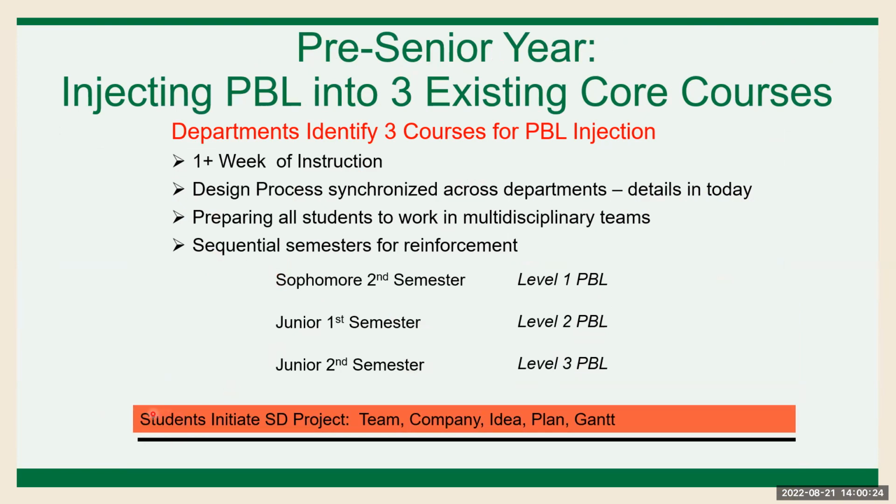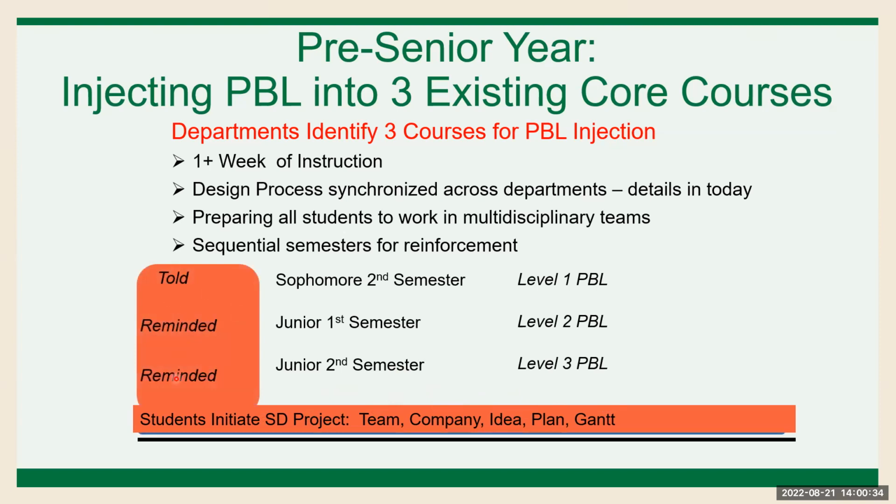And what's the goal? The goal is that we need to have the students initiating a senior design project where they come up with their own team, company, idea, plan, and Gantt chart. And we need to tell them this throughout the entire process. And then that's going to prepare them for the senior year where they actually do level 4 IBL types of projects. So this is the envisioned outcome with this new type of program.